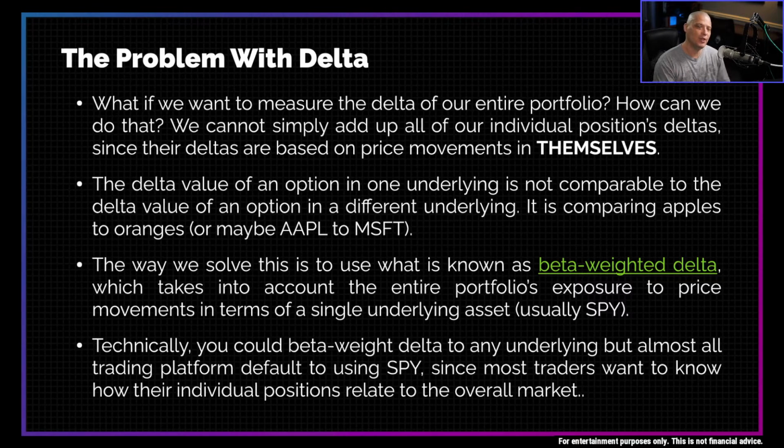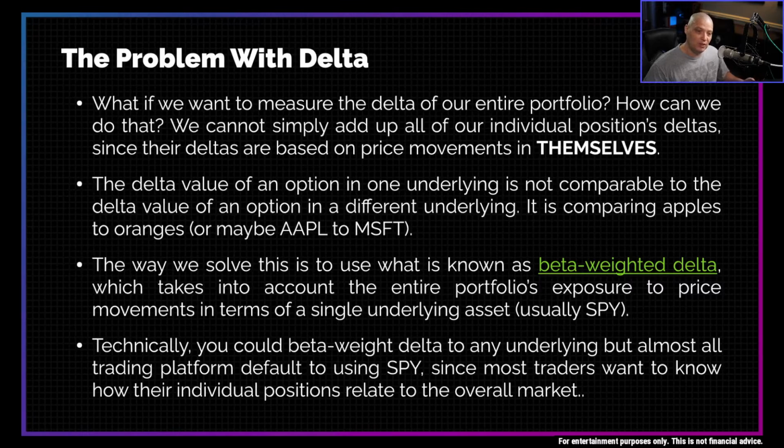So what if we want to measure the delta of our entire portfolio? How can we do that? Well, we can't simply add up all our individual position deltas, because these deltas are based on price movements within each individual underlying, right? So the deltas in one underlying do not equate to the deltas in a different underlying. They're not comparable in any way. It's truly comparing apples to oranges, or as a joke here, I said maybe comparing Apple to Microsoft, for example. And that's a perfect example.